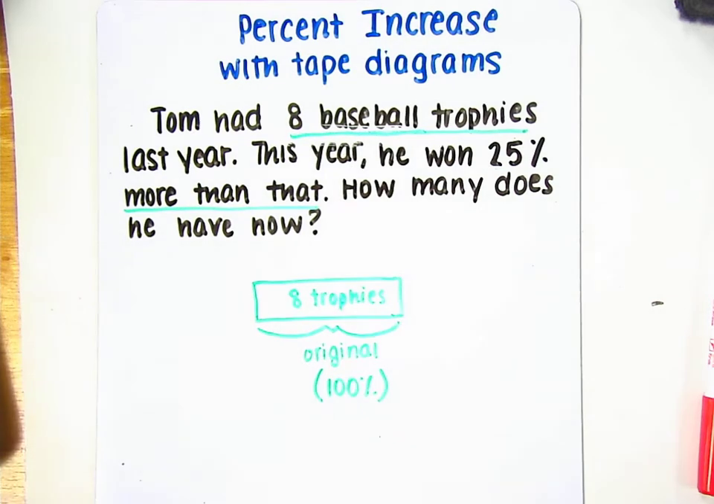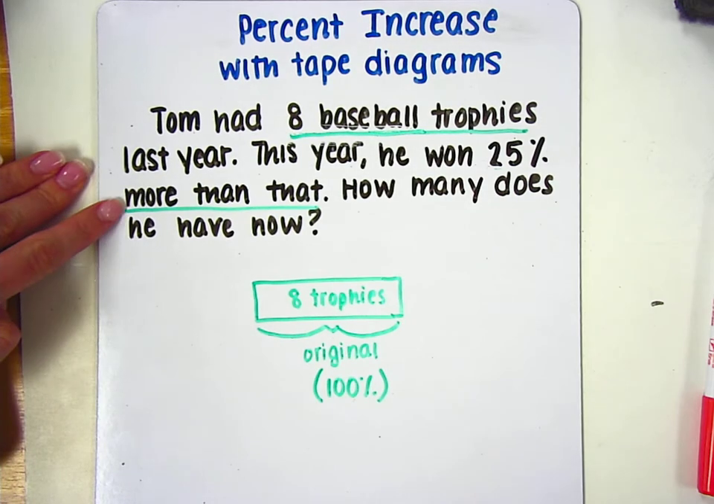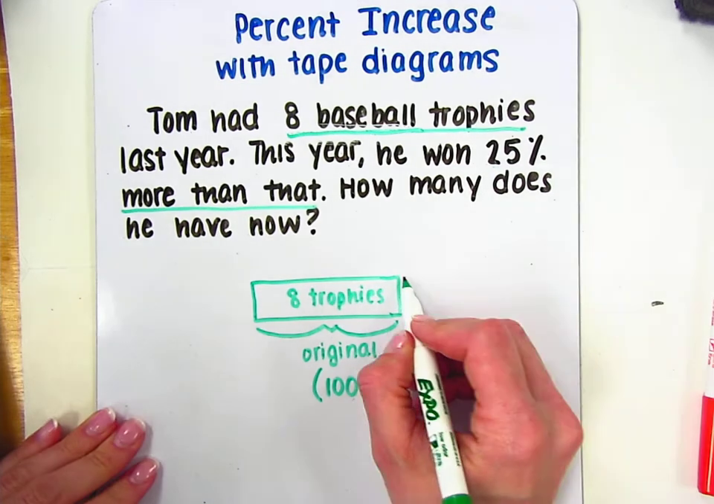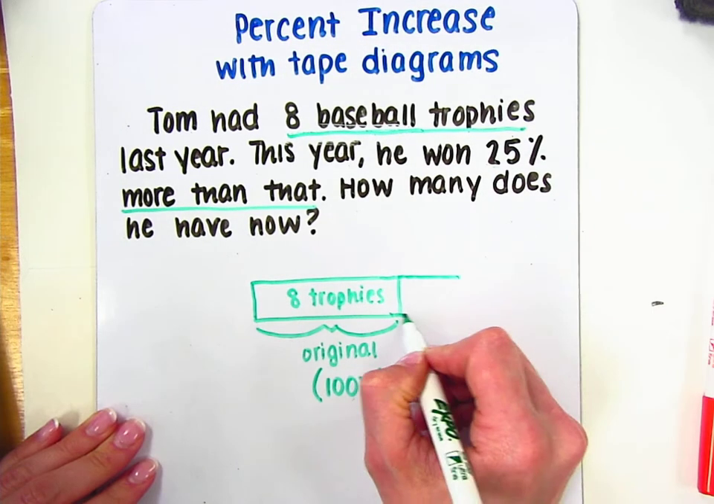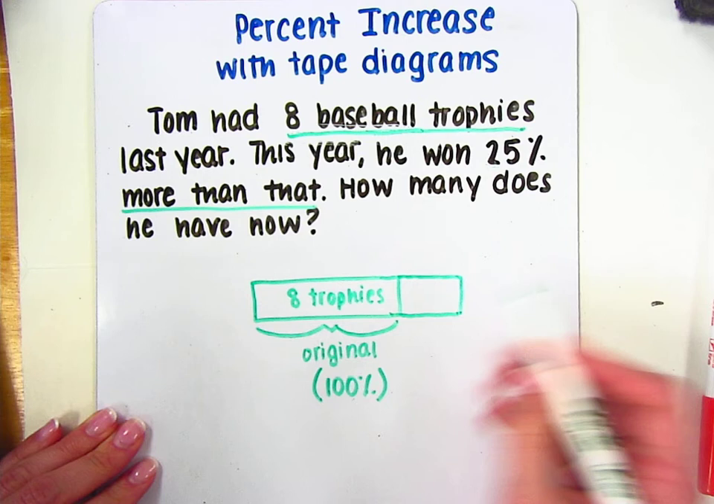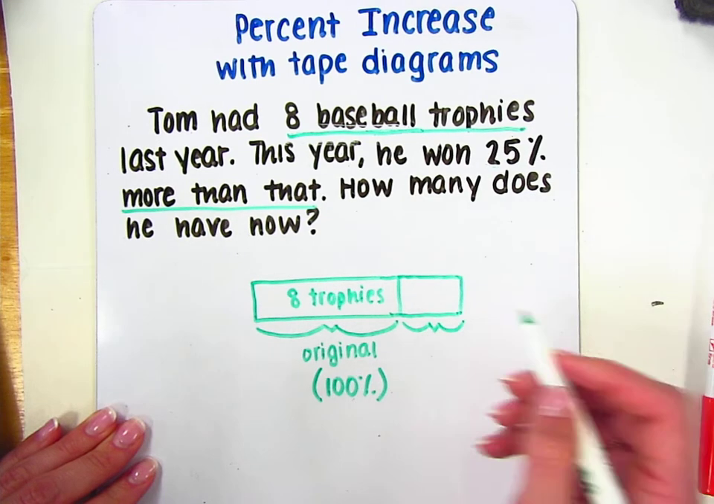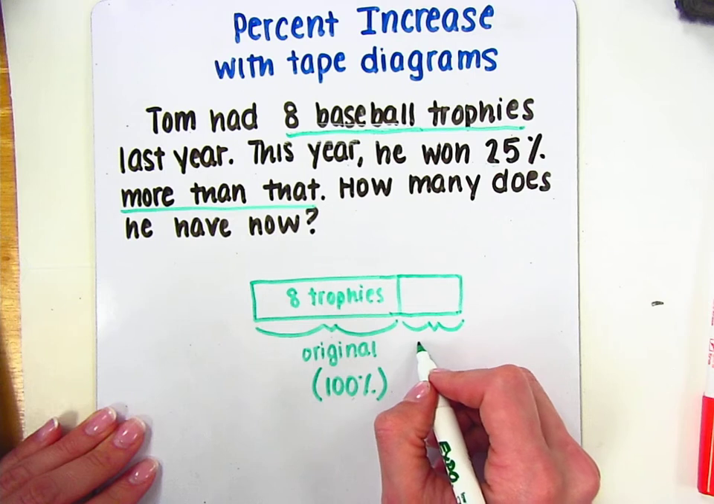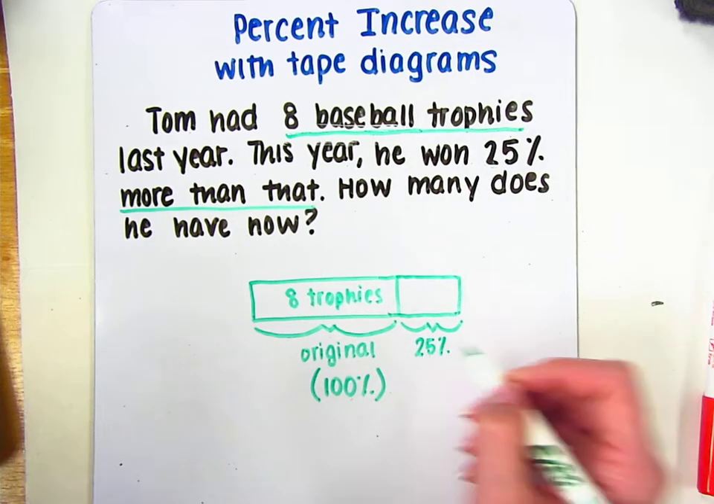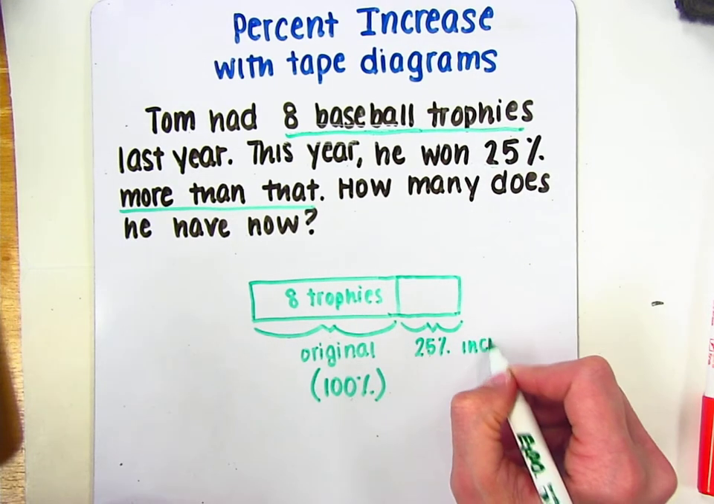Because this is a percent increase, and we know that because he has more than what he had, we need to add to this original amount, or add to our tape diagram. And we're adding 25% of that original amount. So this is my 25% increase.